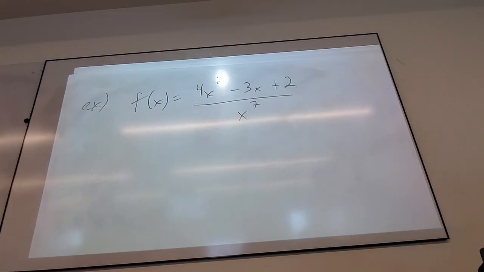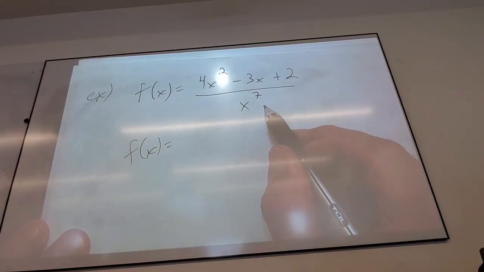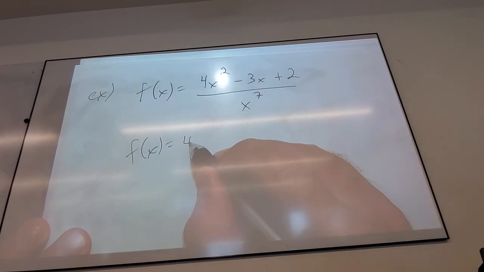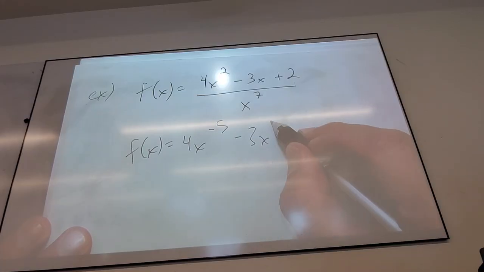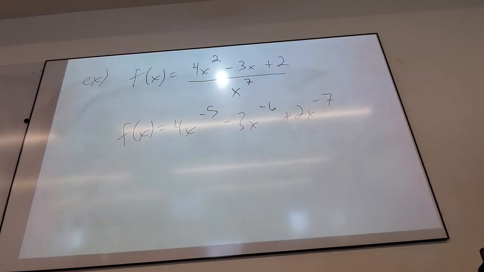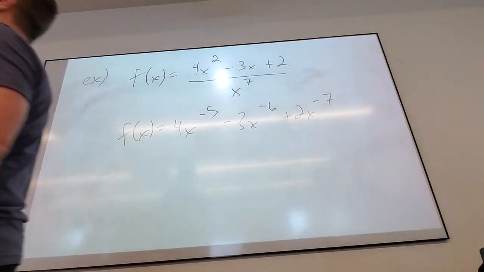What did I keep saying? What was one of the main things I kept saying? You're about to do calculus to a function, yes? If you're about to do calculus to a function, what do you do to the function first? Simplify! How do you simplify this thing? What am I divided by? x to the 7th. So this would be 4x to the negative 5, minus 3x to the negative 6, plus 2x to the negative 7. I'm divided by x to the 7th, so I basically just subtract 7 from all the powers, because when you divide like bases, you subtract the powers.